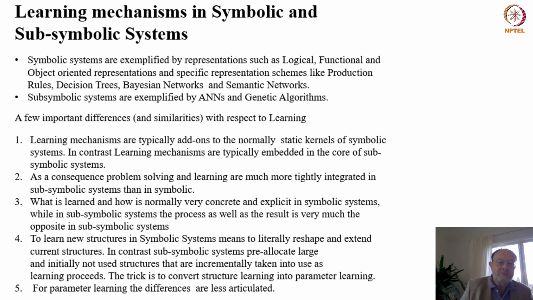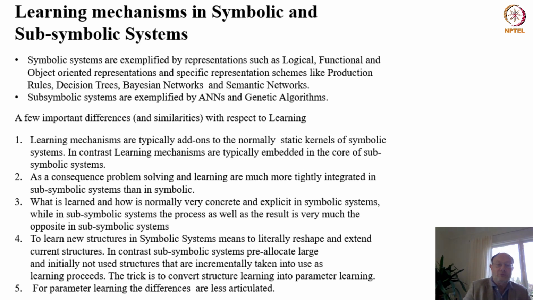There is also some con, and one of them clearly is the following: what is learned and how it is learned is normally very concrete and explicit in symbolic systems. You can actually look at the system before you learn and after, and you can see the difference, and you can more or less read it. While in a sub-symbolic system, which is made up of these tiny processing elements, like a neuron or like a gene in the genetic algorithm, it's not trivial to see what has actually happened.